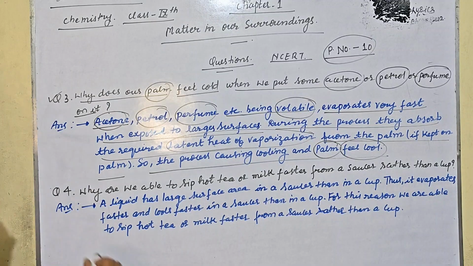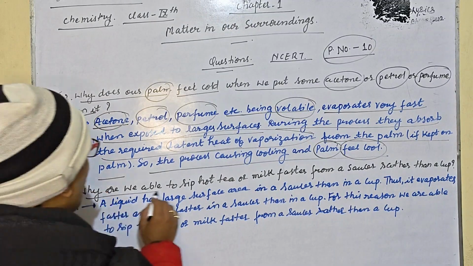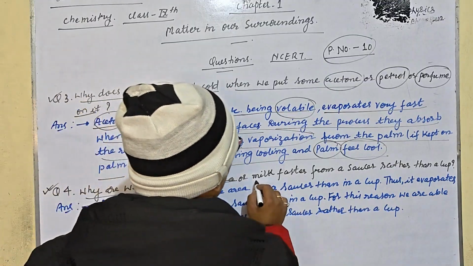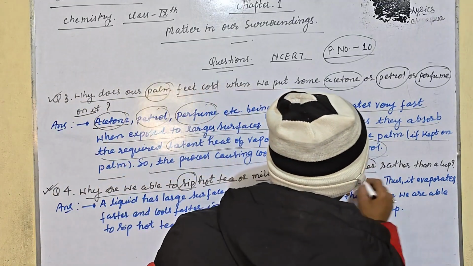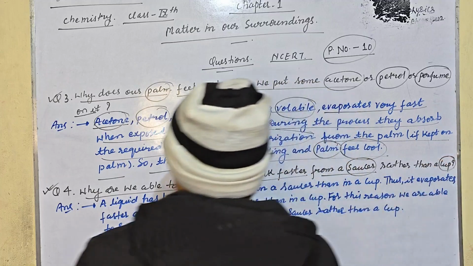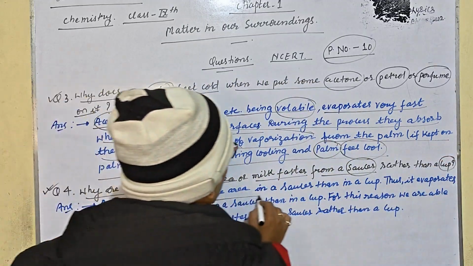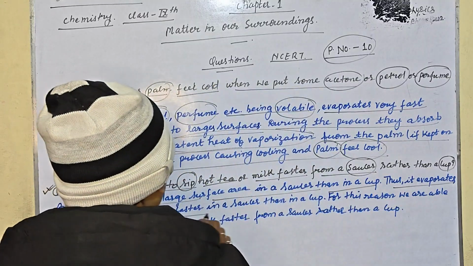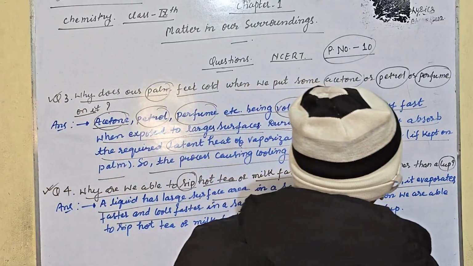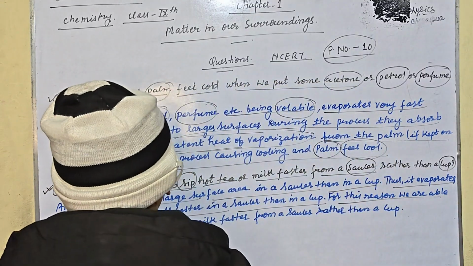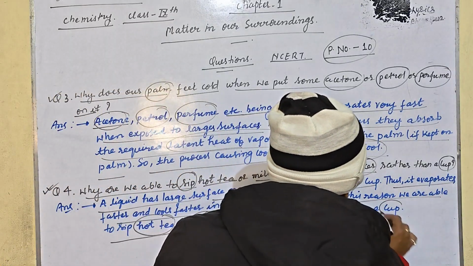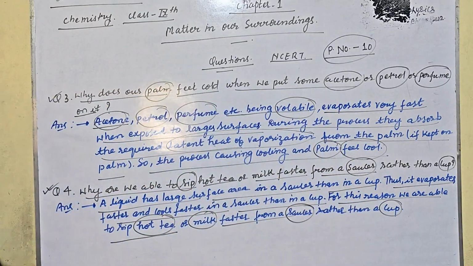So let us understand the question. Question number 4. Why are we able to sip hot tea or milk faster from a saucer rather than a cup? A liquid has a large surface area in a saucer than in a cup. Thus, it evaporates faster and cools faster in a saucer than in a cup. For this reason, we are able to sip hot tea or milk faster from a saucer rather than a cup. So, this is the answer.